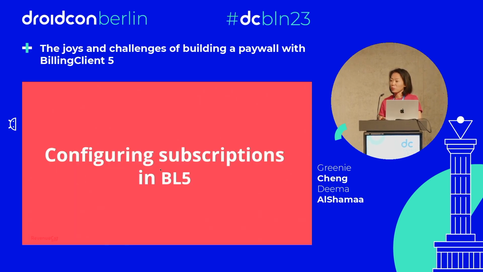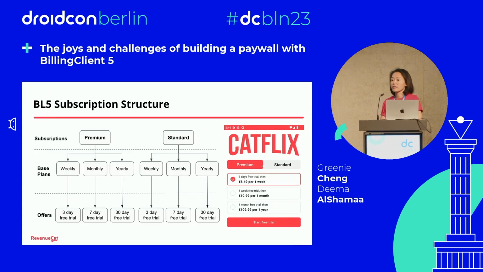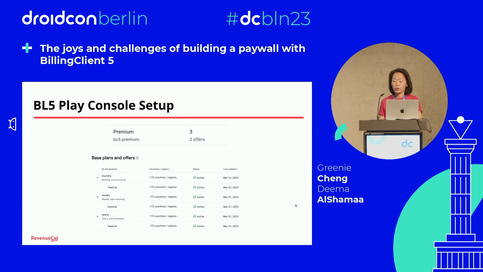So what does that look like in a hierarchical structure with Billing Library 5? So now, instead of having 6 subscriptions, we have 2 different subscriptions. So the premium for the 4K cat videos, and then the standard. And within each one, we have the base plans. So the base plans are the duration in this case. So we have weekly, monthly, yearly, and then within each one, we can create the different kinds of offers. So in terms of the Billing Library 5 setup, we'll just have the premium, and within it, we would create the different base plans.